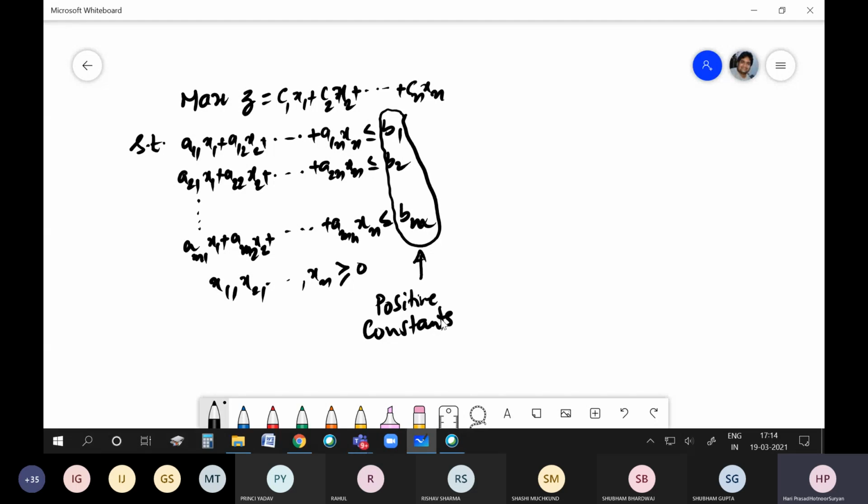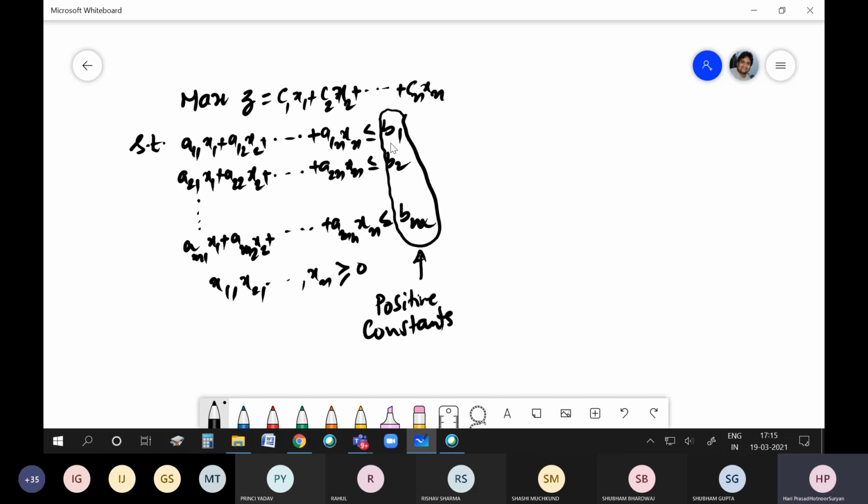So this is the standard form. It need not necessarily be that these should be positive, and there are also modifications. How we handle these modifications other than the standard form, we will see later. First, let us see how we solve this.